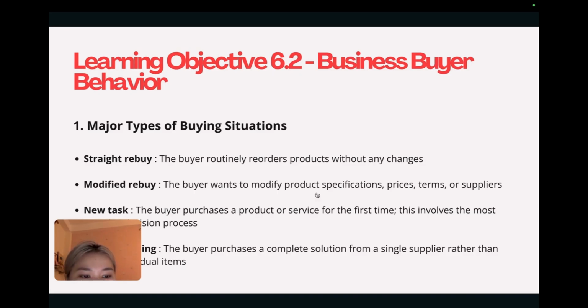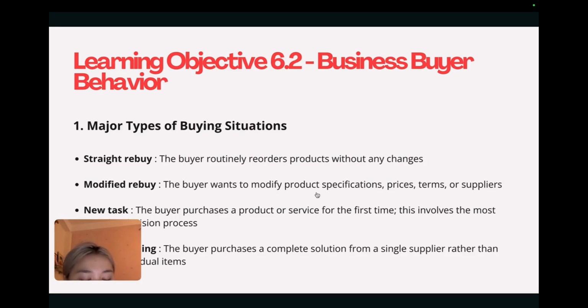New task. The buyer purchases a product or service for the first time. This involves the most complex decision process. For example, a university purchases a learning management system for the first time. So, this is the most complex buying situation.